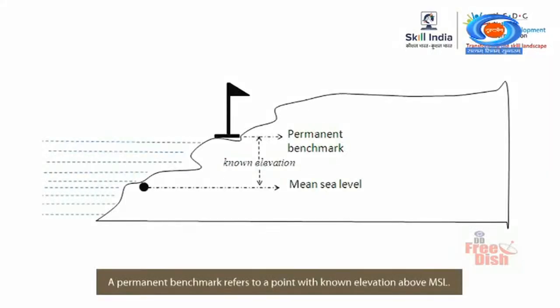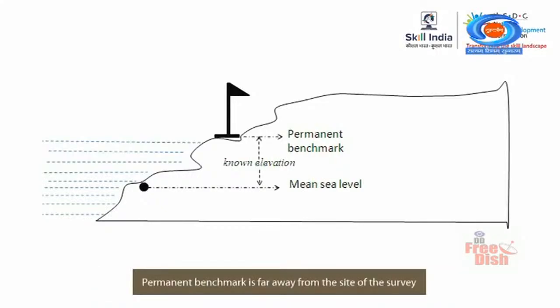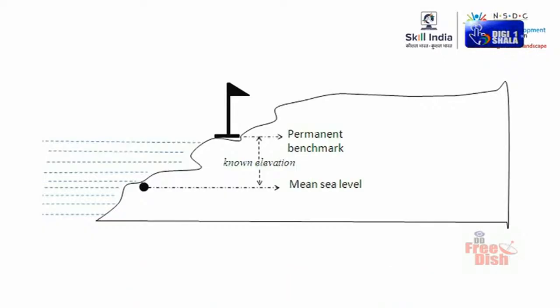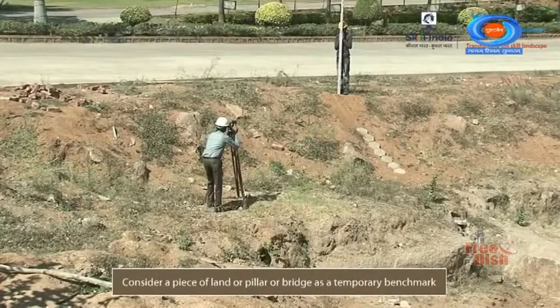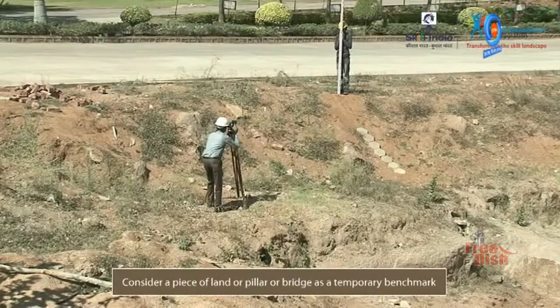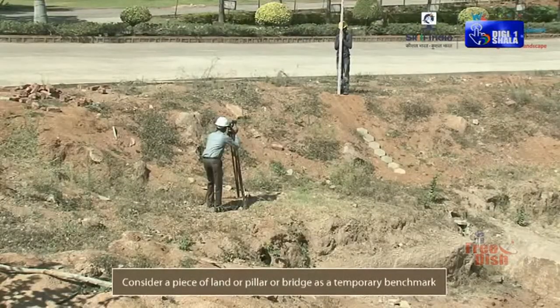A permanent benchmark refers to a point with a known elevation above mean sea level, MSL. Usually, the permanent benchmark is far away from the site of the survey. In such cases, a piece of land or a pillar or a bridge can be considered as temporary benchmark. The elevation of the temporary benchmark is assumed to be 100.